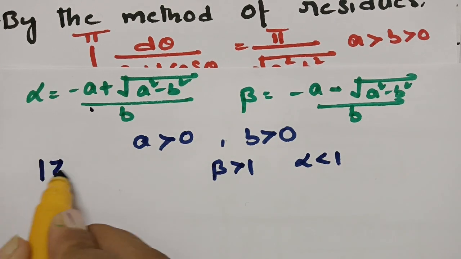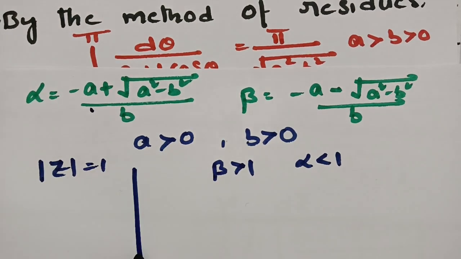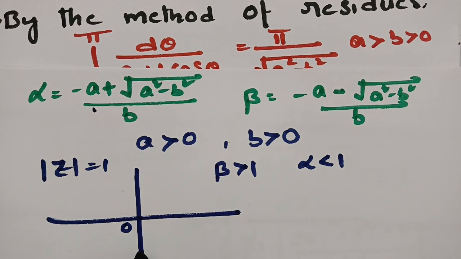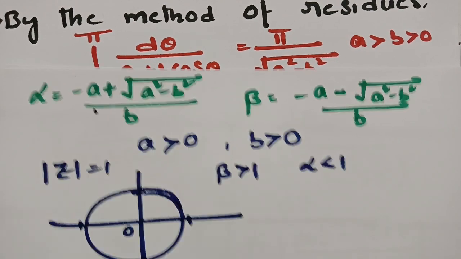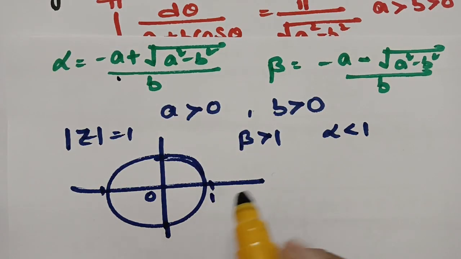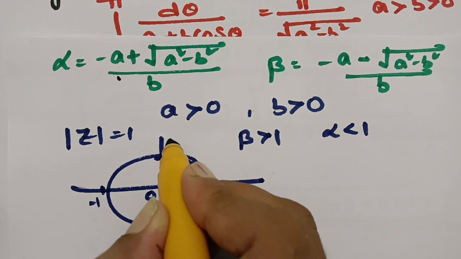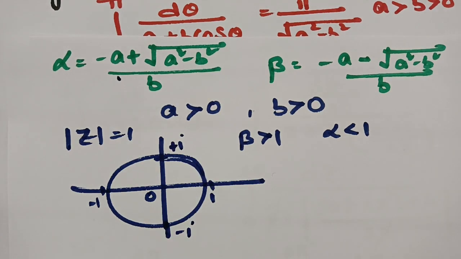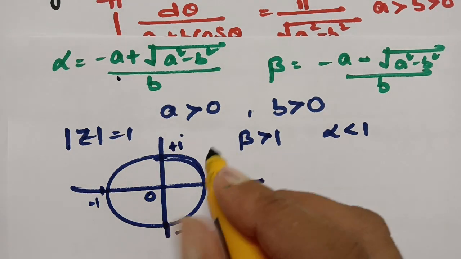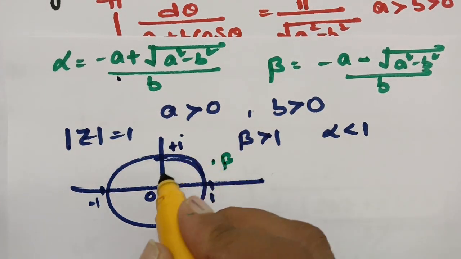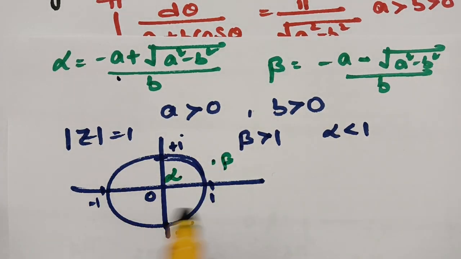So ours is a unit circle. This is a circle with center 0 and radius 1; this is 1 here, this is minus 1, this is minus i, and this is plus i. So the beta value will be outside the region, and the alpha value is within the circle C.